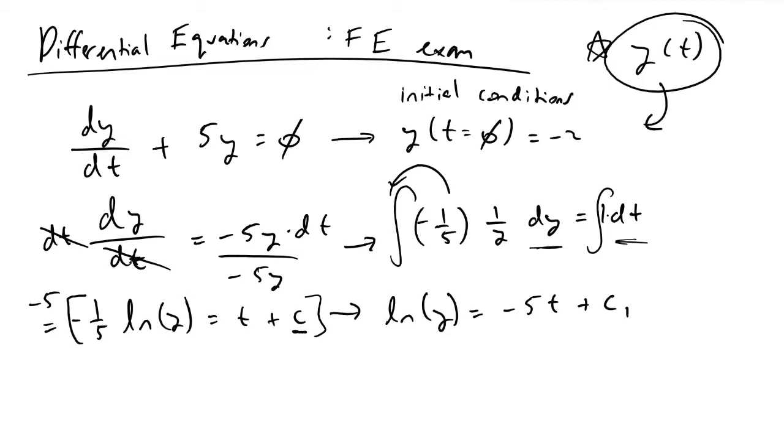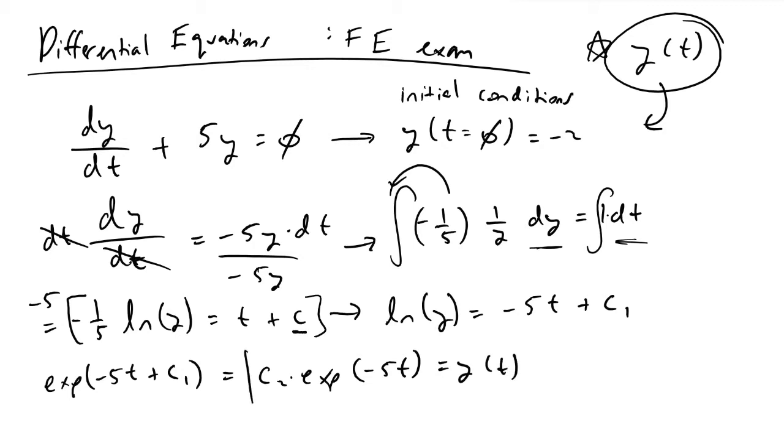We now want to still isolate y, so we're going to take the exponential of both sides of our equation. And an important rule here is that if we have the exponent of minus 5t plus c1, this is really equal to a multiple, which I'll call c2, times the exponent of minus 5t. And this is equal to y as a function of t.